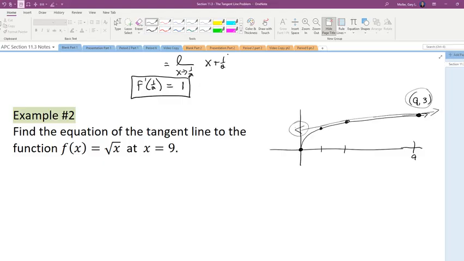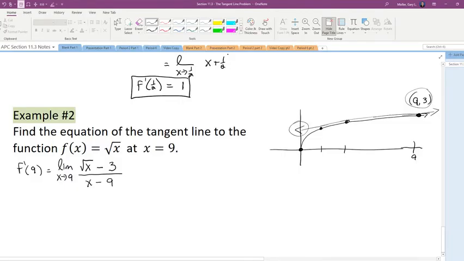And let's go ahead and start. I need to find the derivative of the function, and I need to evaluate it at 9. So that means I'm going to take the limit as x approaches 9 of the function, square root of x, minus the square root of 9, right? At 9 is where we're doing this. So we already know that is 3, over x minus 9.